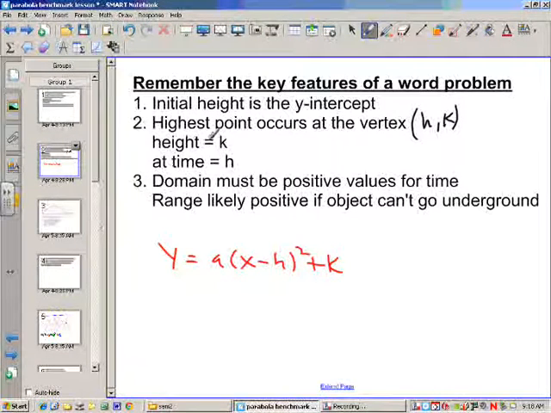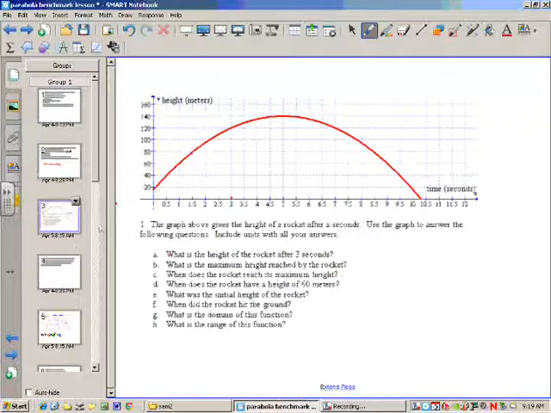And in a word problem, the k then is the height and h is the time that that highest point occurs. Domain must be positive values for time, and then generally the range will be positive for most word problems because we're talking about projectile motion where something's flying through the air. All right, let's work on some problems here.